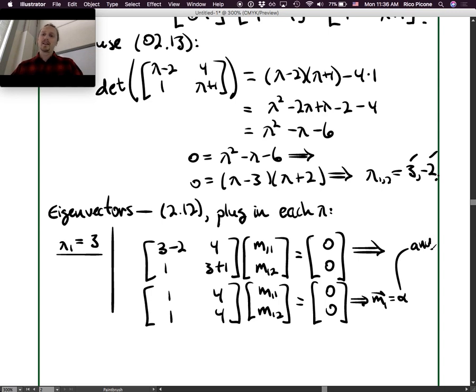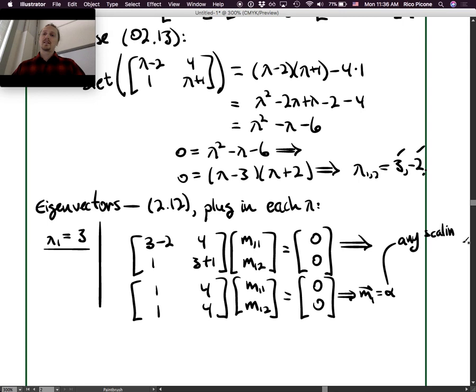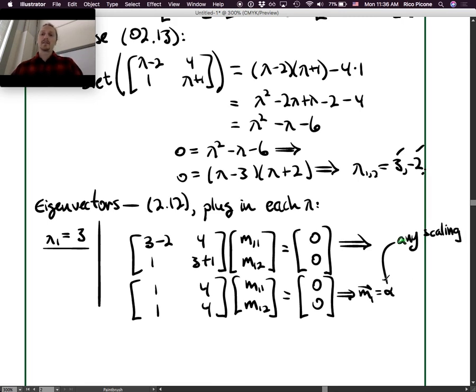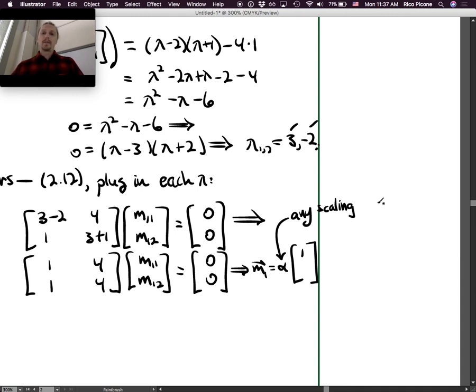Any scaling of the following vector. And we can write anything in there, as long as it satisfies this. So say we chose M11 to be 1. Okay? This top equation would read M11 plus 4 times M12 equals 0. So a little scratch on the side here. 1, if we said M11 had to be 1, plus 4 times M12 has to equal 0. This you can solve, right? So M12 is equal to negative 1/4.